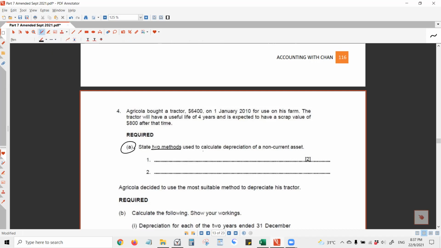State two methods used to calculate depreciation of a non-current asset. Simply write any two methods. These are easy questions. Don't leave it blank. So go on and write straight line method. Secondly, reducing balance method. If you want to write the third one, the revaluation method, you go on and write revaluation method.